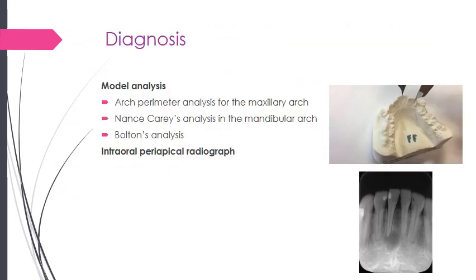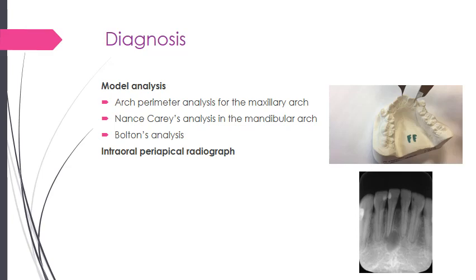So the stripping should be done after careful diagnosis, depending on the model analysis and the periapical radiograph. The selection of proximal stripping as a way of gaining space depends on the amount of space required. The model analysis using orthodontic study models should be done to evaluate the usefulness of proximal stripping. So we should do the arch perimeter analysis that we discussed in the last lecture for the maxillary arch, and the Nance analysis for the mandibular arch, and the Bolton's analysis to see the extent of tooth material excess.